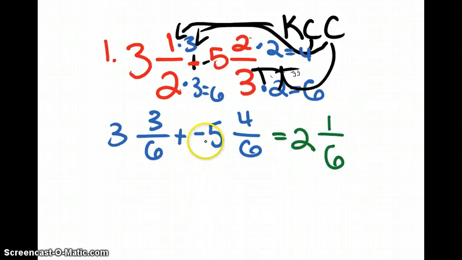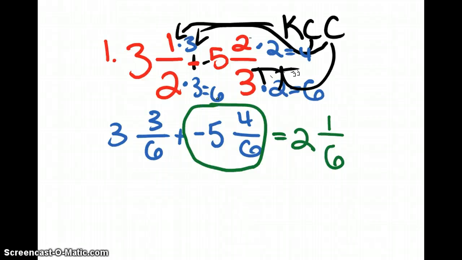And since the bigger number, this one right here, is negative, we're going to make this number negative. So your answer would be negative 2 1/6. Now on to the next problem, number 3.